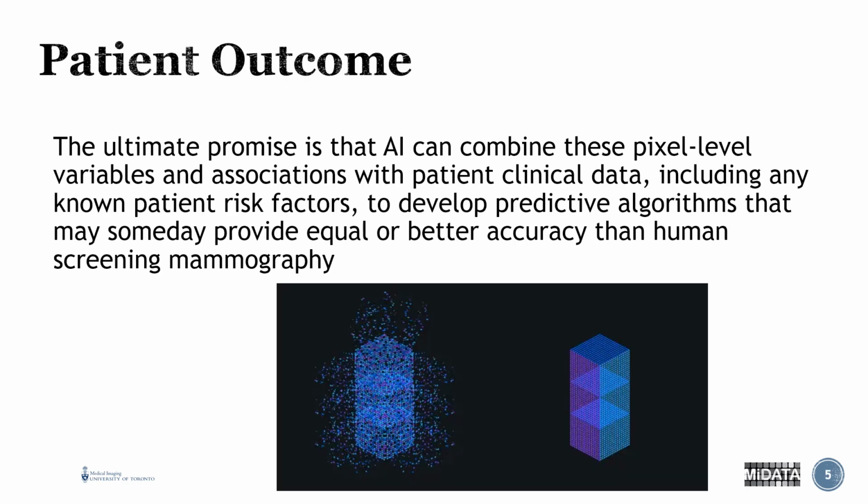So ultimately, what we're aiming for is an AI algorithm that can combine these pixel level variables and associations with our clinical outcome, which in this case is breast cancer, and then to also include any history or patient risk factors that would also help in diagnosing cancer, and to ultimately end up with a predictive algorithm that will be equal or better to what is currently being done by humans.